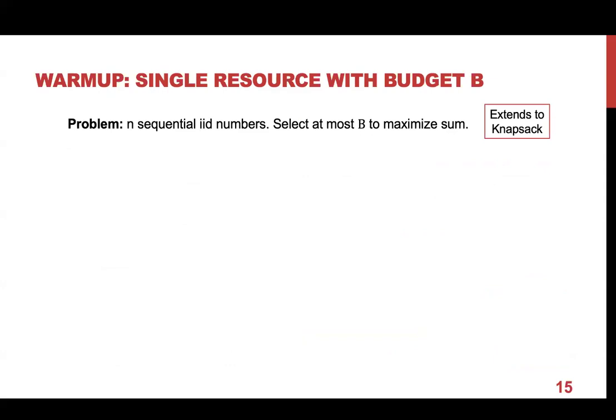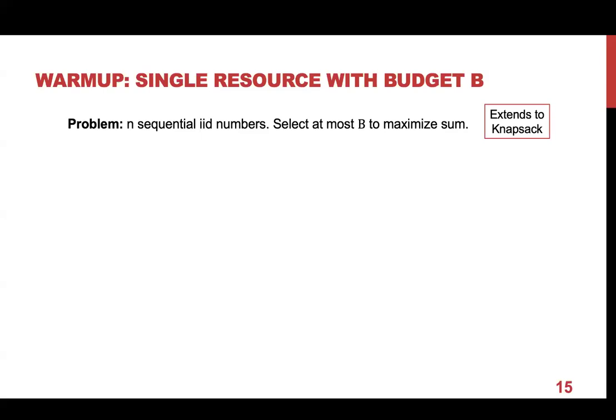Good. So as a warm-up, let's look at the simplest setting, basically Bobby Kleinberg's paper, a setting where you have n requests. Let's say these are just numbers, and you want to select B of these n numbers. So the problem is n sequential arrivals. It's a single resource problem with budget B. You want to select B of these numbers to maximize their sum.